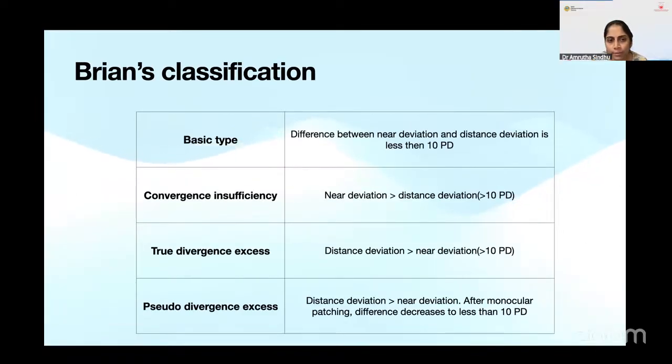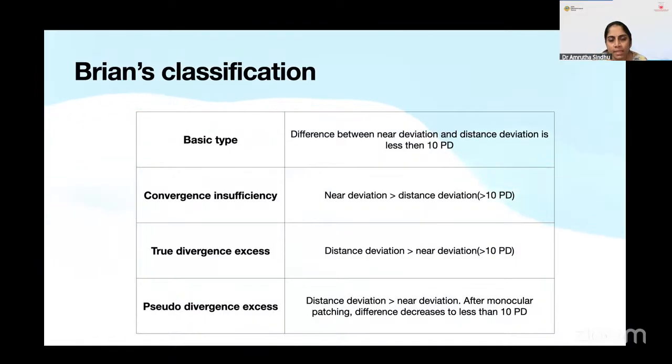Let's move on to classification. There are two main classifications which you have to remember. This classification is basically based on the amount of deviation. So basically you have to measure the deviation for near, using a near target, and then measure the deviation for distance at around 6 meters. Then you compare both the deviations.